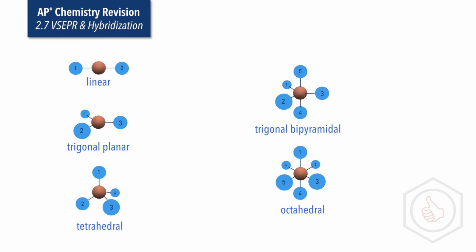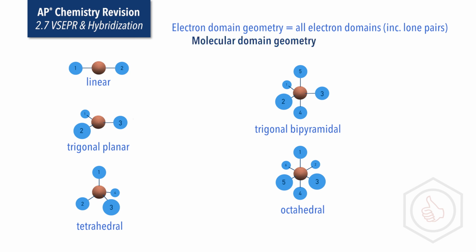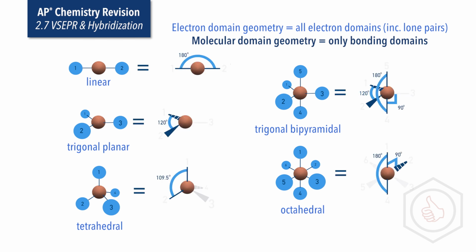The electron domain geometry that we've just looked at includes all electron domains, so bonding pairs and lone pairs. However, molecular geometry only considers bonded atoms, so lone pairs aren't included in the final shape. Now, if you only have bonding pairs and no lone pairs, the electron domain geometry will obviously be the same as the molecular geometry. But if your central atom does have lone pairs, we need to account for these.